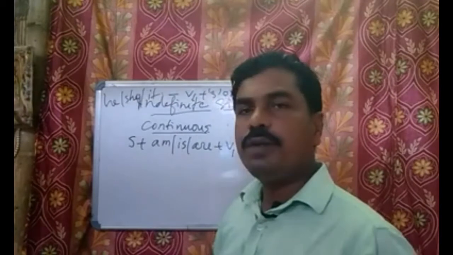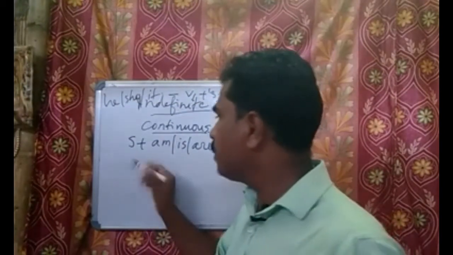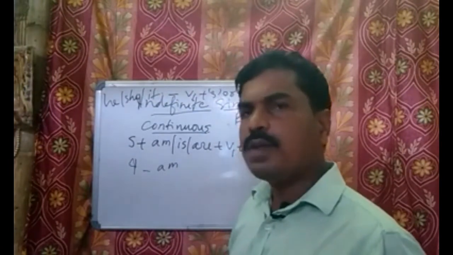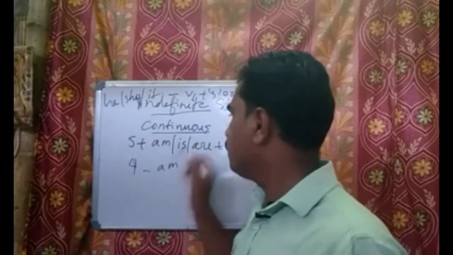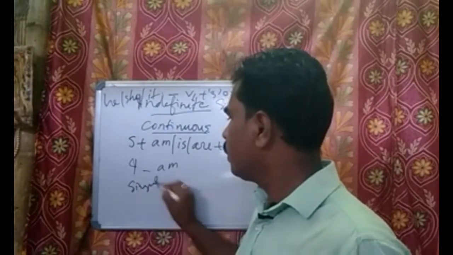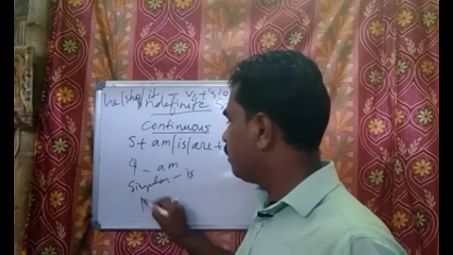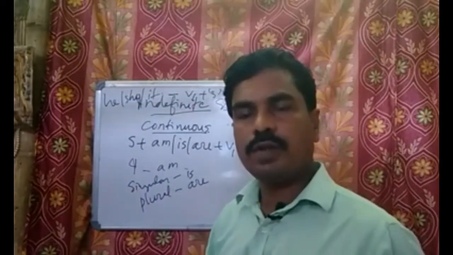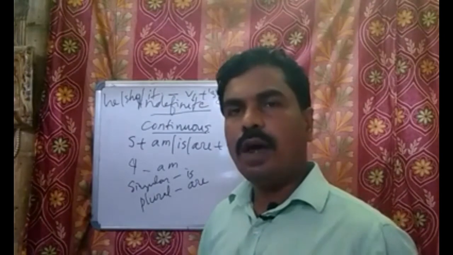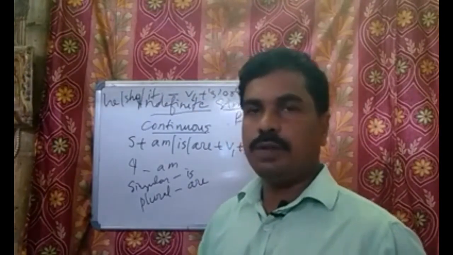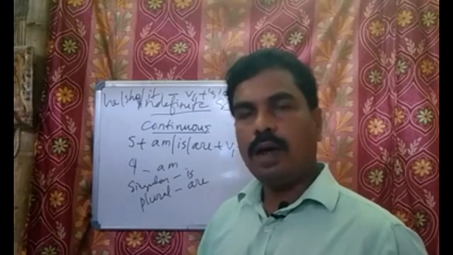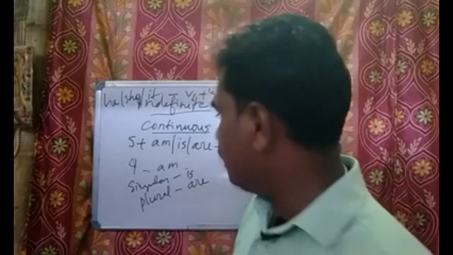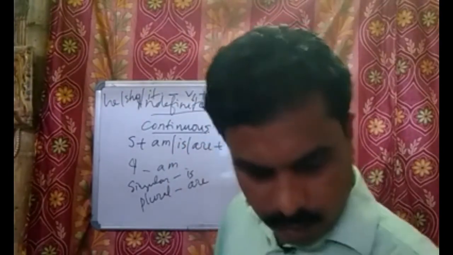So you should know where you should use am, is and are. With the first person singular, that is I, we always use am. Then you have to see whether the subject is singular or plural. If the subject is singular, use is, and if the subject is plural, use are. Suppose the subject is children, so the word children is plural, we have to use are. If the subject is child, we have to use is. People are, man is. You have to see the subject and then use am, is, are accordingly.